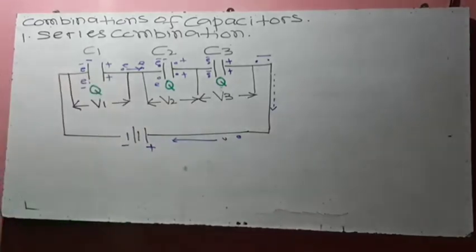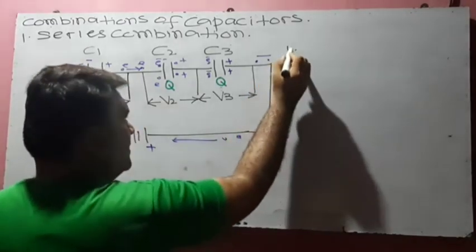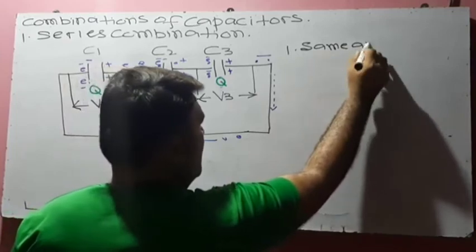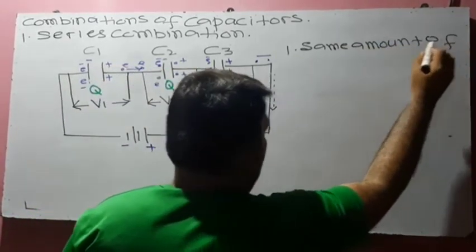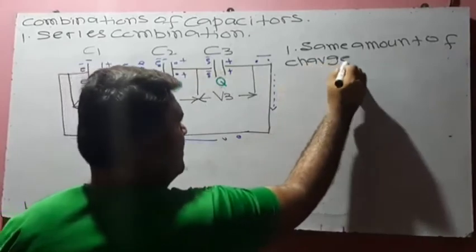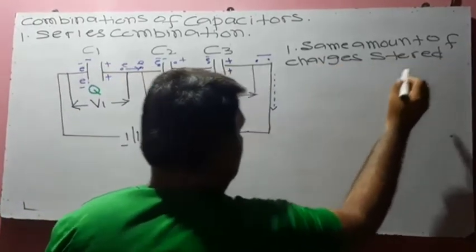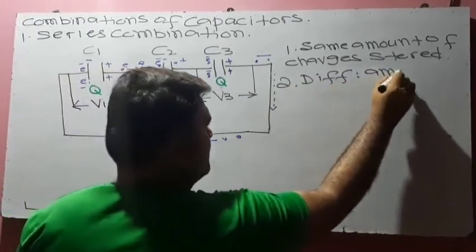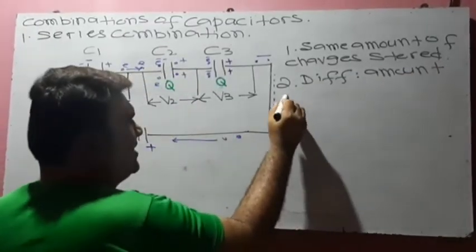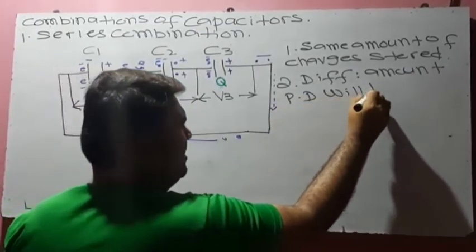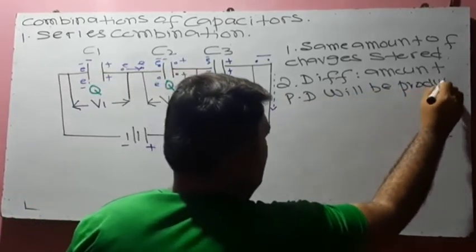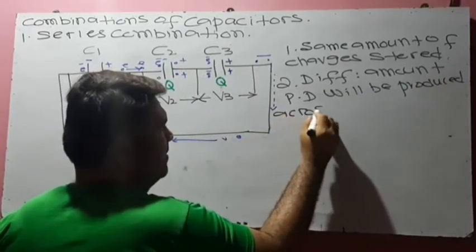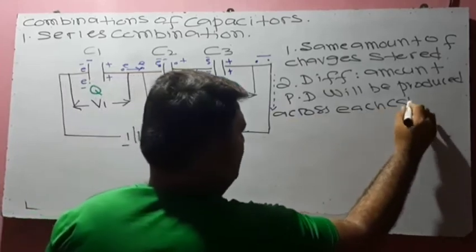So here we got 2 points. Number 1, the same amount of charge is stored. Point number 2, a different amount of potential difference will be produced across each capacitor.